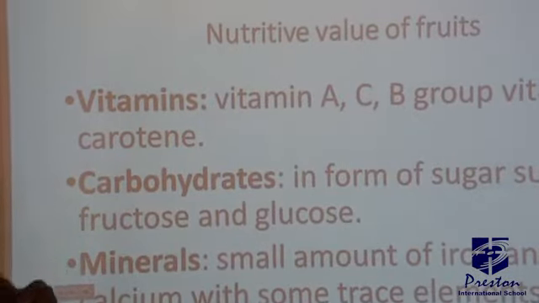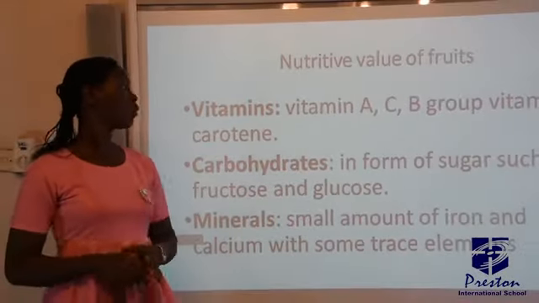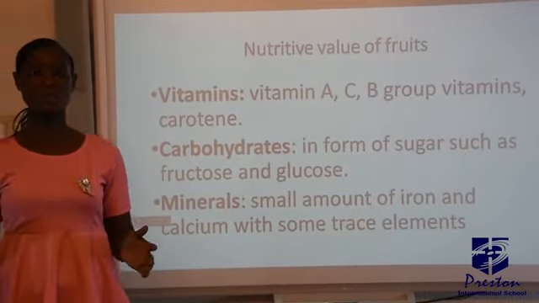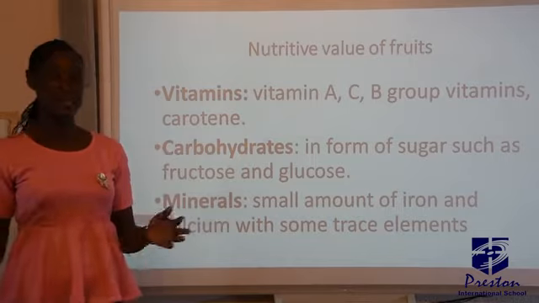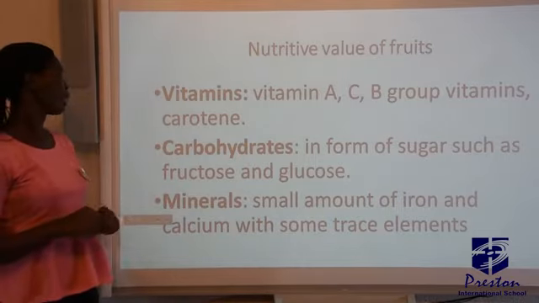Now, what are the nutritive values of fruits? Why do we consume fruit? Number one, they are a good source of vitamins. And what are the vitamins that you can find in fruits? We have vitamin A, vitamin B complex, and vitamin C.